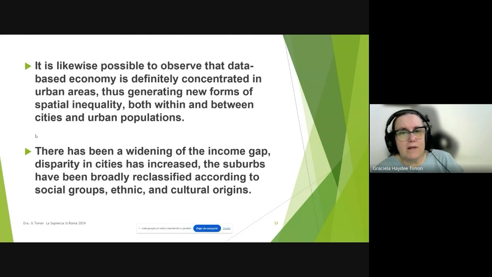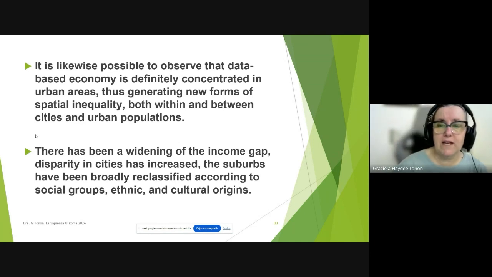It is likewise possible to observe that the database economy is definitely concentrated in urban areas, thus generating new forms of spatial inequality, both within and between cities and urban populations. There has been a widening of the income gap. Disparity in cities has increased. The suburbs have been broadly reclassified according to social groups, ethnic, and cultural origins.